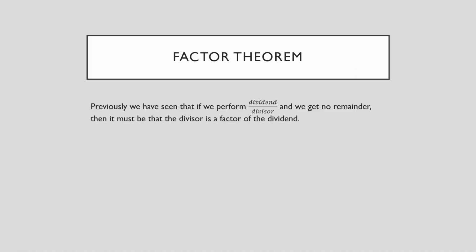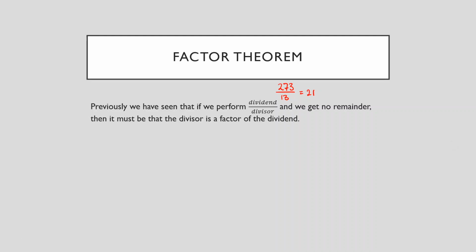Okay, so previously we've seen that if we perform a division and we get no remainder, then it must be that the divisor is a factor of the dividend. So if we use numbers, let's say I use 273 divided by 13, I get an answer of 21. That means that 13 is a factor of 273 because there's no remainder. It also means that 21 is a factor of 273 as well.